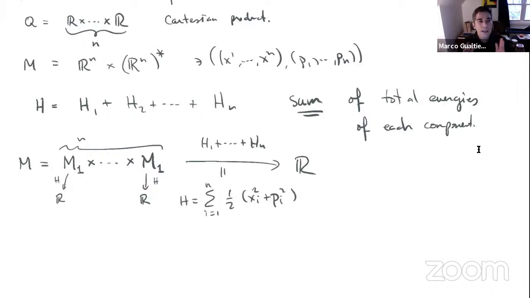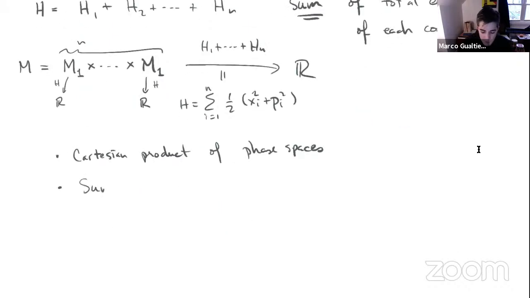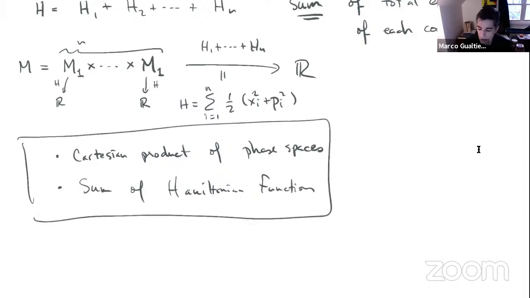Okay, so mathematically what you do is you take the Cartesian product of phase spaces, and then you take the sum of the Hamiltonian functions. Okay, this is the rule. This is the law of, what do you call it, of kind of aggregation of a system, of aggregate systems.